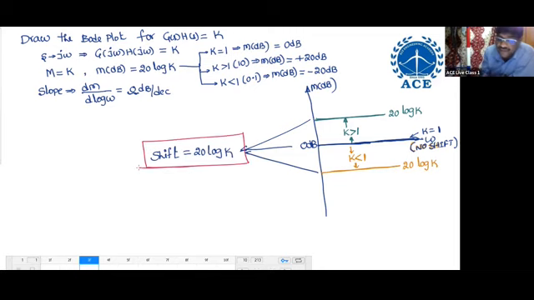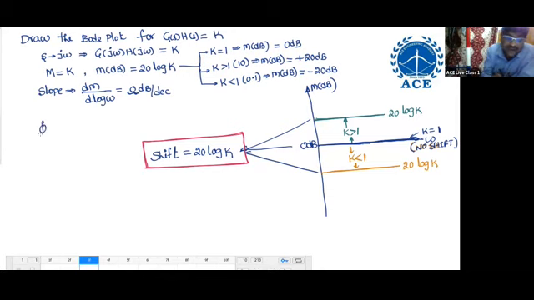The shift in the magnitude plot depends on the K value. Shift is different, magnitude is different. Shift means the total plot is shifted upward or downwards. That is decided by K. Next, the phase plot. Next, you draw the phase plot.